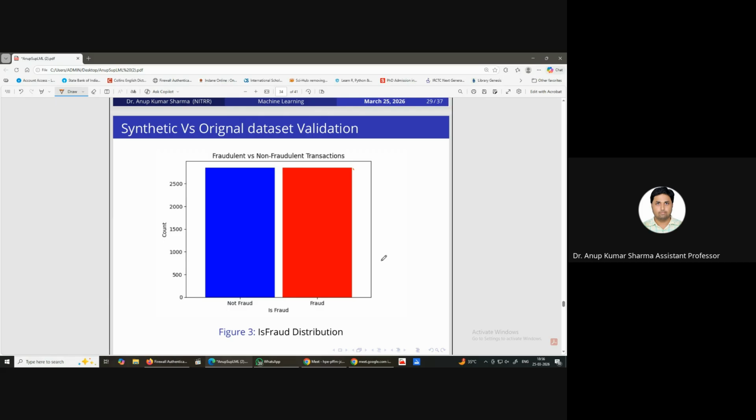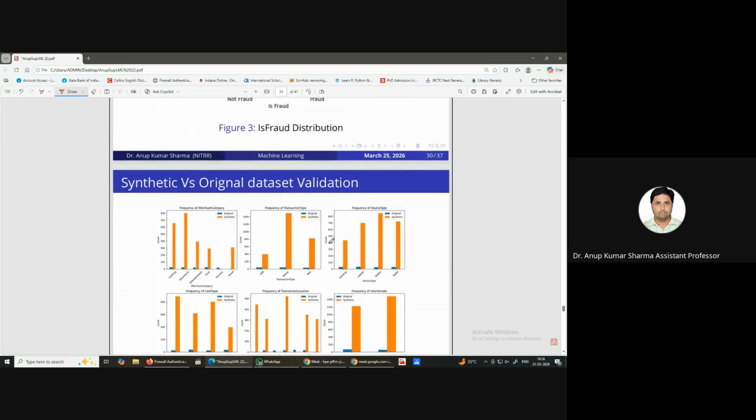Sorry, this is the count. Here it was supposed to be 2%, and this is 98%. So in this case, we are adding artificial data on that part, making the fraud and not fraud similar.